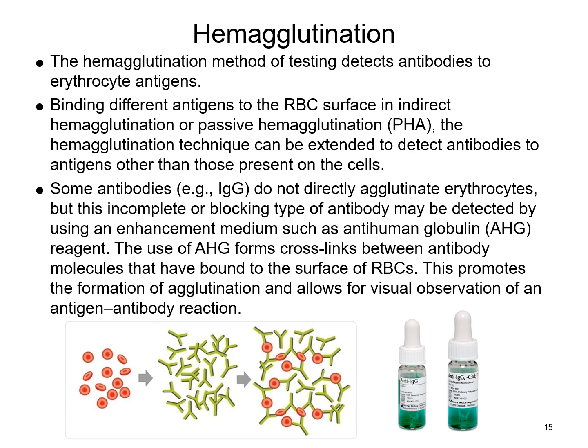Some antibodies, for example IgG, do not directly agglutinate erythrocytes. This is an incomplete or blocking type of antibody that can be detected using an enhancement media such as anti-human globulin. That reagent was once referred to as Coombs, but that was just the name of the person who invented the test. It's not used today. You will hear some of your older physicians still use it, but as my instructor told me, don't use that word because Coombs is a dead man now.